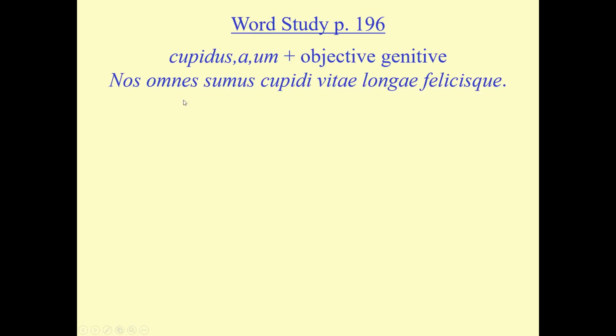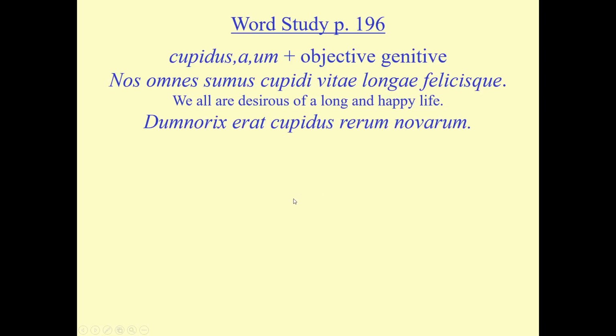Nos omnes sumus cupidi vitae longae felicisque. And so if you're desirous of something, that's why this word is genitive, vitae. So here, we are all desirous of a long and happy life. Desirous of something. That's similar to how we would say it in English too. So this doesn't seem that crazy or irregular.